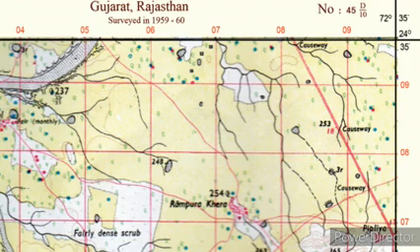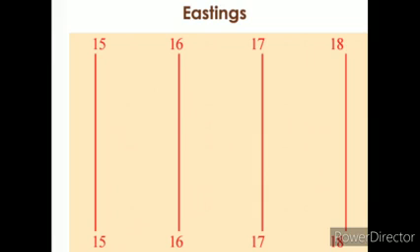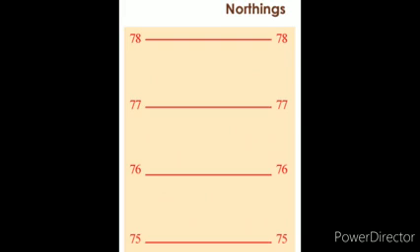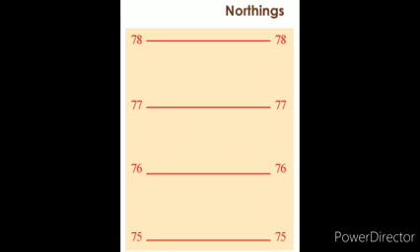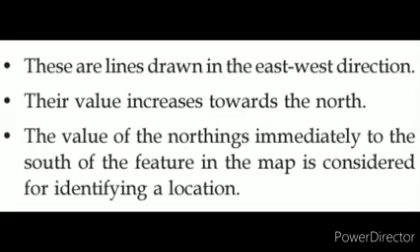These north-south lines, look at the screen. These north-south lines are generally called eastings, and the east-west lines are called northings. Let's find the features of these eastings and northings. Look at the screen. These are eastings, and find its features. The next picture you are watching is the lines of northings, and find its features also.